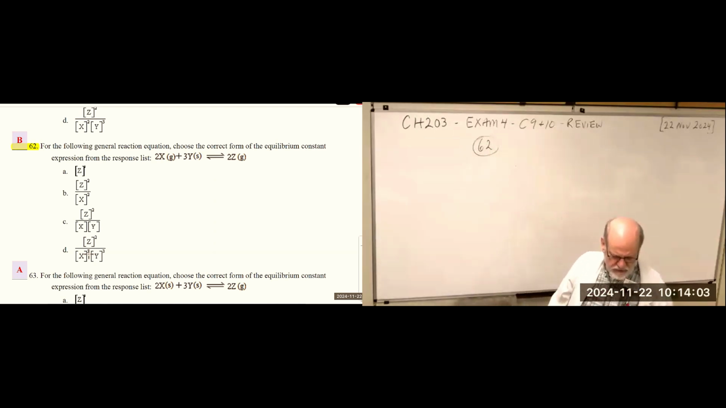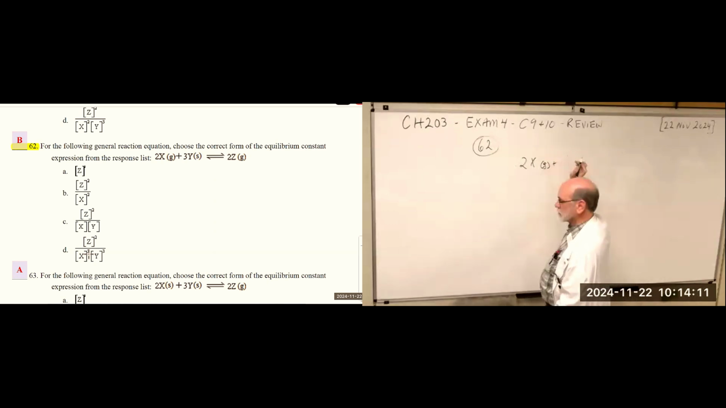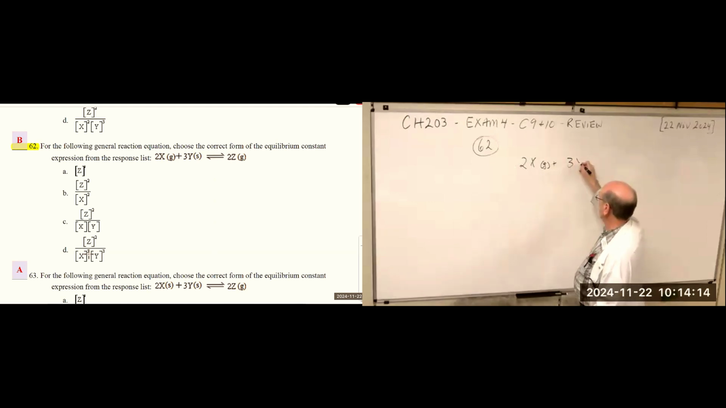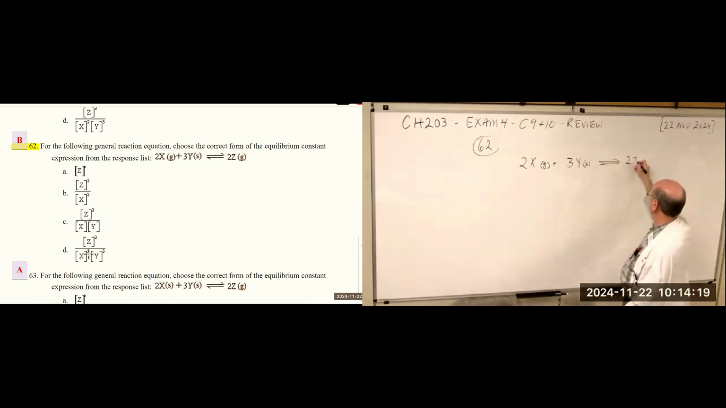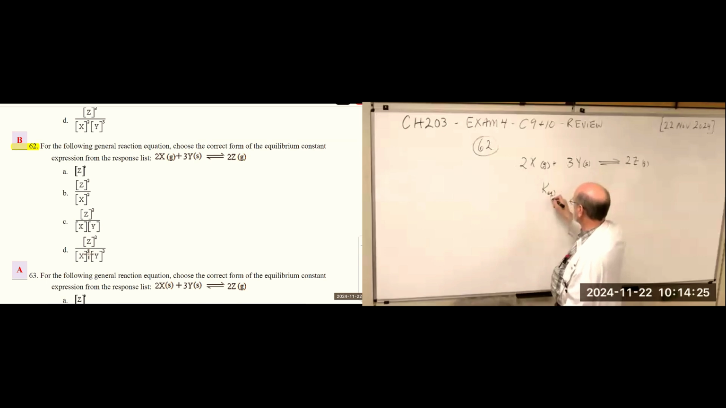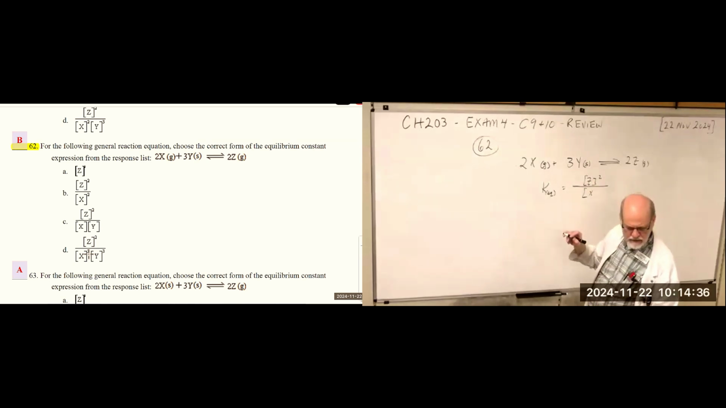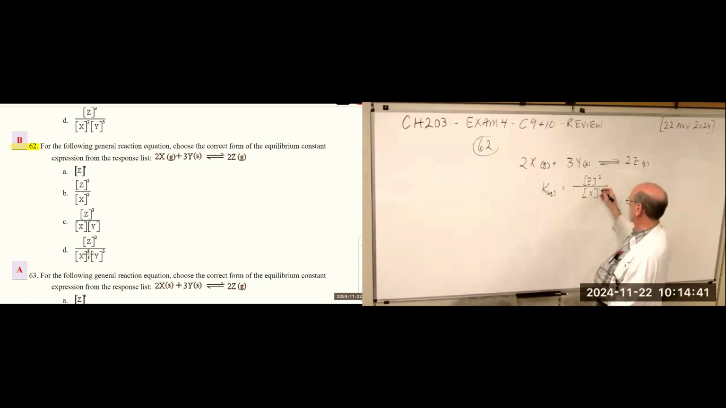For the following general reaction, choose the correct form of the equilibrium constant expression. All right, so we have 2X gas plus 3Y solid in equilibrium with 2Z gas. So the equilibrium expression excludes the solid. That means we have Z to the second power over X to the second power.